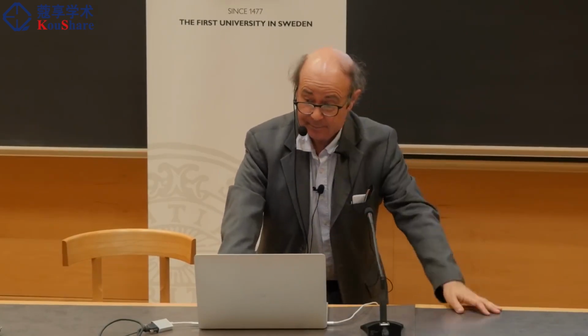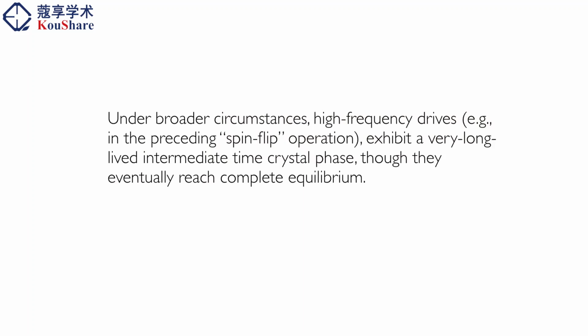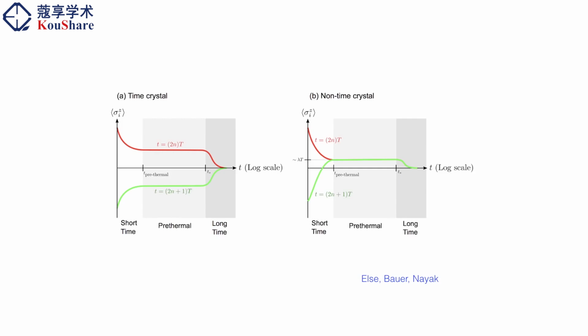So that is an introduction to these experiments, and that established the possibility of these new phases of matter. Under broader circumstances, one can have not things that go on forever, but time crystals that behave for an exponentially long time, even though they eventually reach complete equilibrium. These are called pre-thermal time crystals, and they are firmly predicted theoretically using Hamiltonians of a similar kind, and theoretically and numerically these are established.